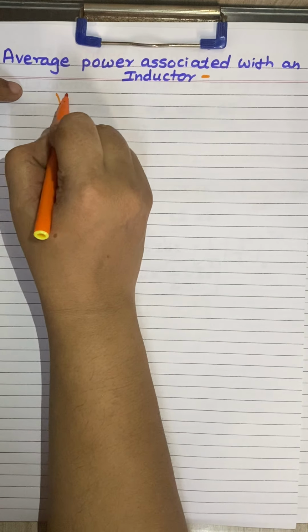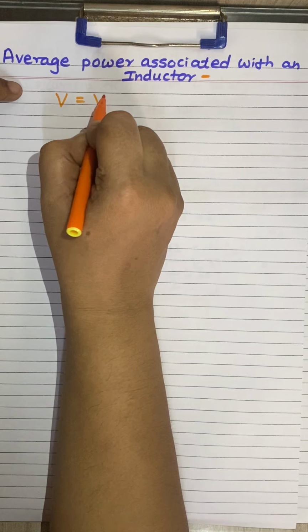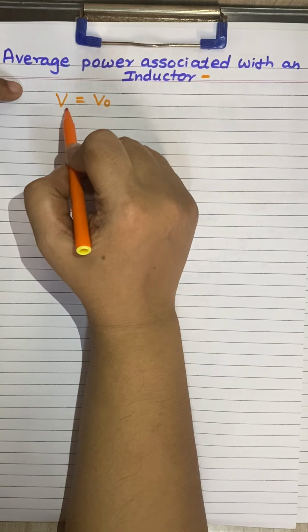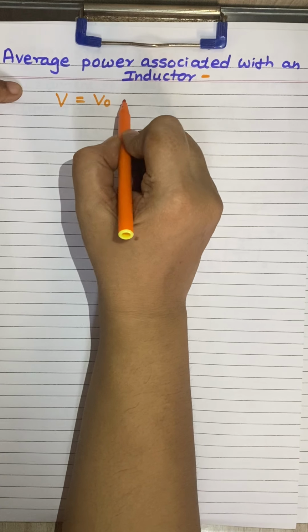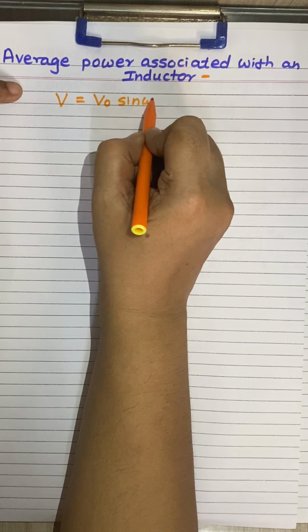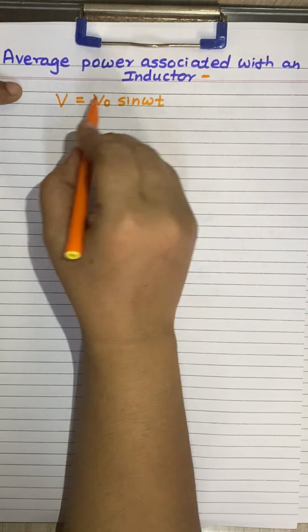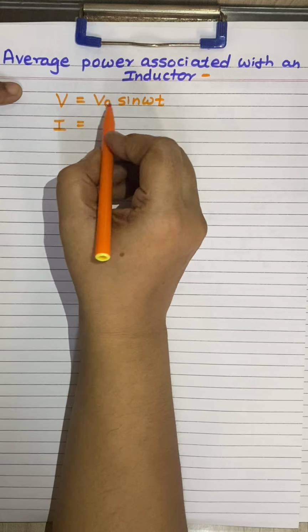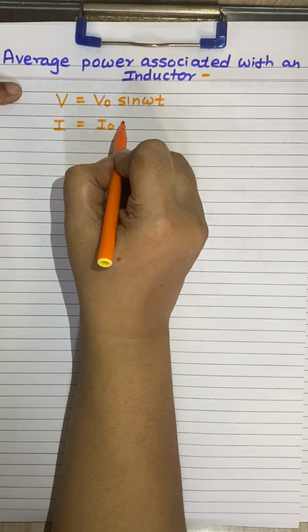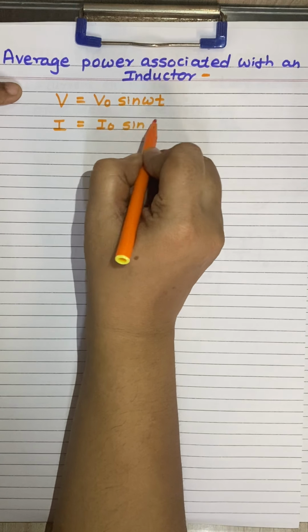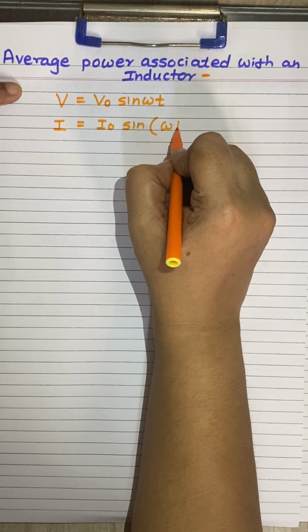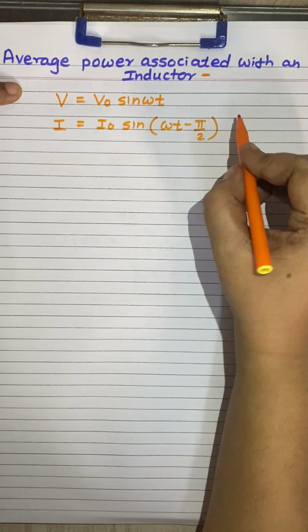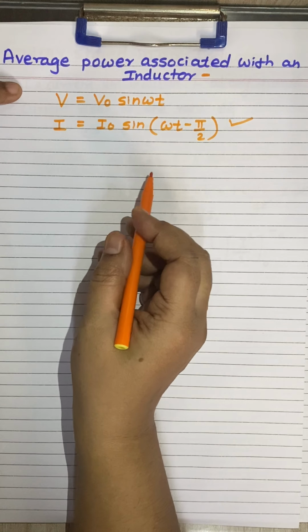Let us consider the instantaneous value of the voltage is V is equal to V naught. So instead of E I have taken now V. V is equal to V naught sine omega t. This was the expression for the instantaneous voltage. And for the current we have found the equation, that is I is equal to I naught sine, and we found the relation omega t minus pi by 2. This was the last relation we found in the previous case.